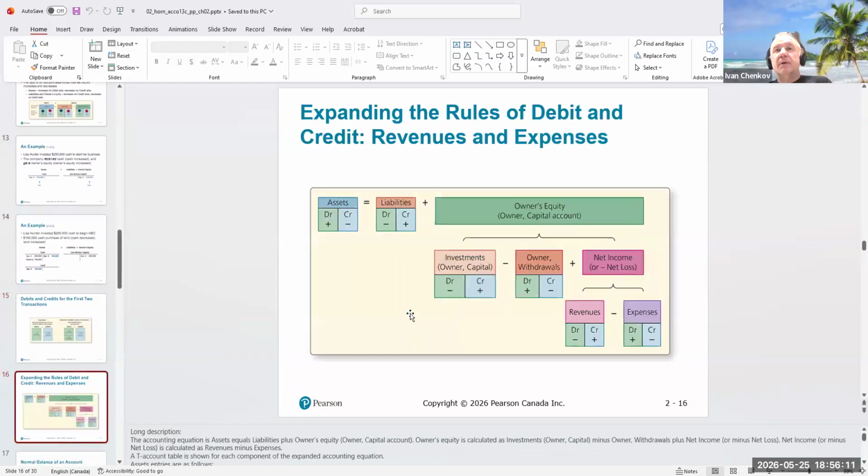The other way you can look at it is this rule for the debit and credit. Again, for the asset, always increase on the debit side, decrease on the credit side. Liability, increase on the credit side, decrease on the debit side. Owner's capital is an equity account: increase on credit, decrease on debit. Withdrawals, that's a special account.